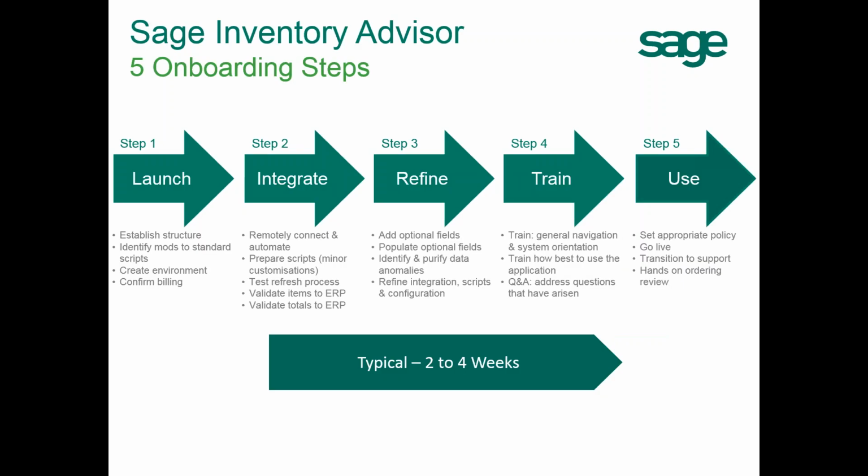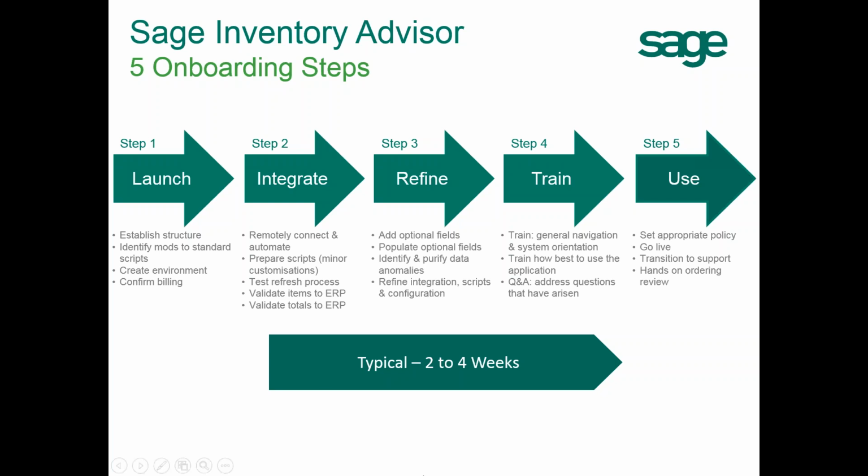But because it is a cloud-delivered service, it is a very rapid implementation. So for that $2,250, there are 5 onboarding steps. Now the first 2 steps go pretty quick. My team will set up your instance of Inventory Advisor, set up your connector to your server, and load your data. So within about an hour, I'm not kidding, within about an hour, you'll be able to see your data in your instance of Inventory Advisor.